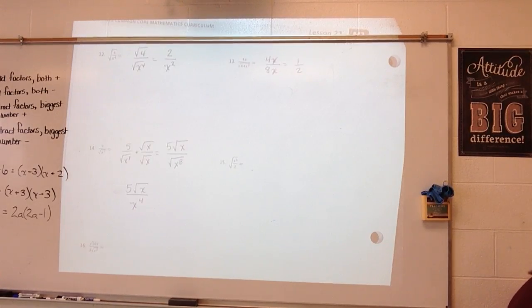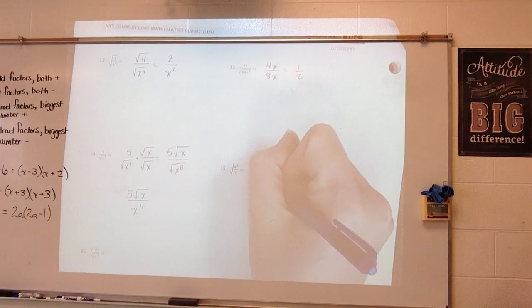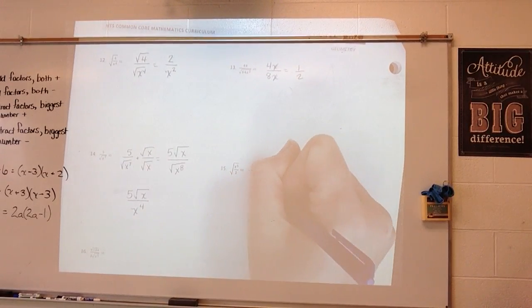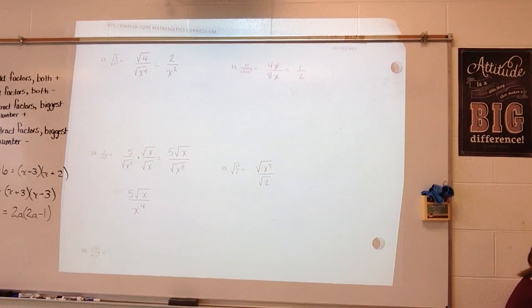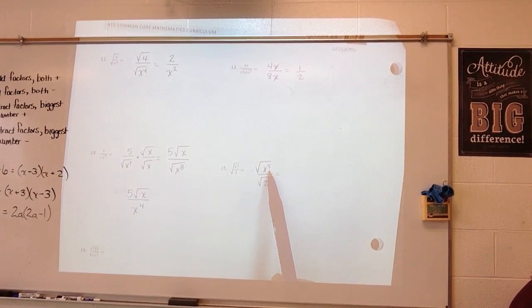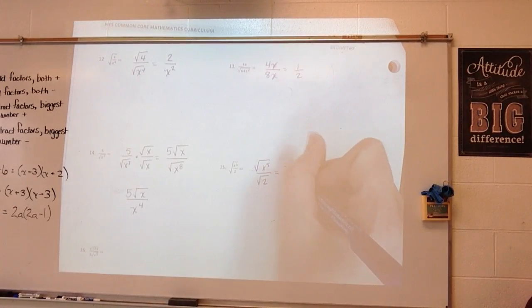All right, look at number 15. The square root of x to the fifth over 2. All right, so let's break that up. x to the 5th over the square root of 2. I actually can simplify this because I can break this into x to the 4th and x. So that would be x squared times the square root of x over the square root of 2.